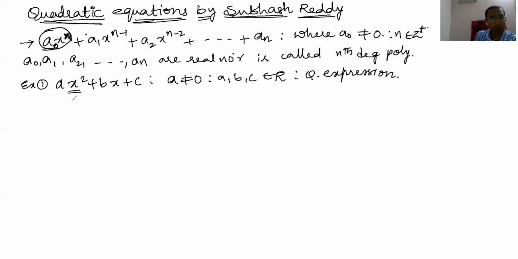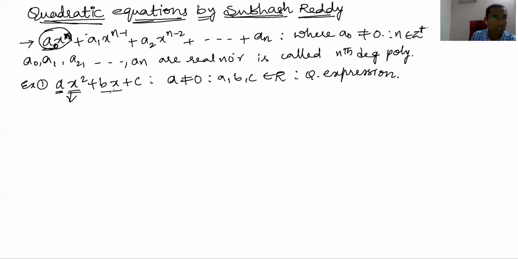Here this is the second degree term, where we wrote that a is not equal to 0. So what will happen if a equals 0? If a becomes 0, then this term is going to be 0. If this term is 0, then this is no more called a quadratic expression. It becomes a linear expression or even a constant. Therefore this second degree term should not be 0. This is called the quadratic term.